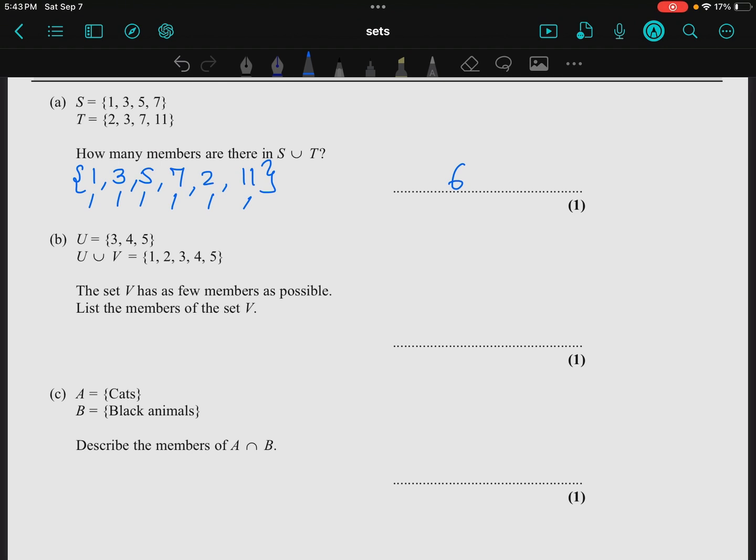Now part B, U is given and U union V is given. The set V has as few members as possible. List the members of set V. So 3, 4, 5 is already given. So in set V, what numbers should be there? 1 and 2.